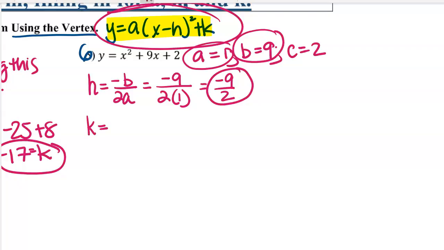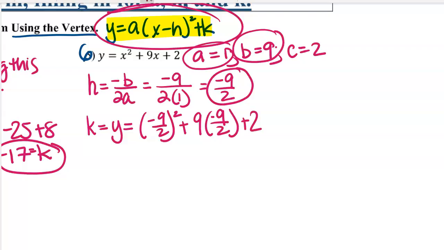Then to find your k value, it's the same thing as plugging it in. So negative 9 over 2 quantity squared, plus 9 times negative 9 over 2. Drop the 2 down. From here, we know that negative 9 over 2 quantity squared is positive 81 over 4. And then a negative 9 times a positive 9. Now, if you have a fraction and you want to write it as over 1, so that you can multiply the top 2 and the bottom 2, that's how you want to think of it. So negative 9 times a positive 9 is now negative 81.